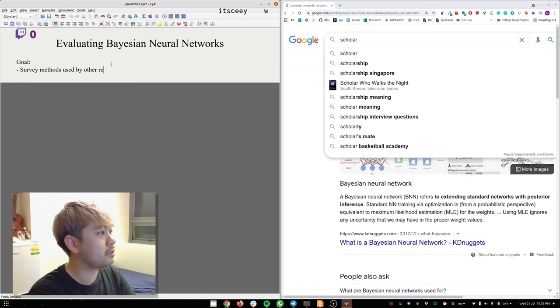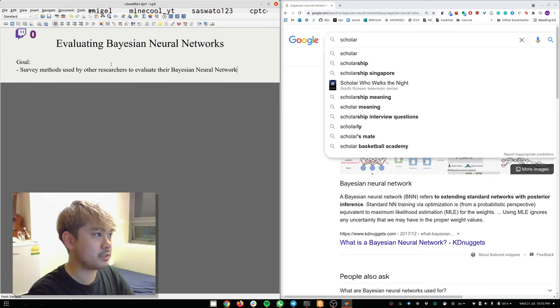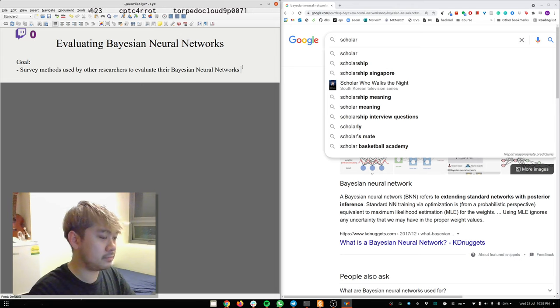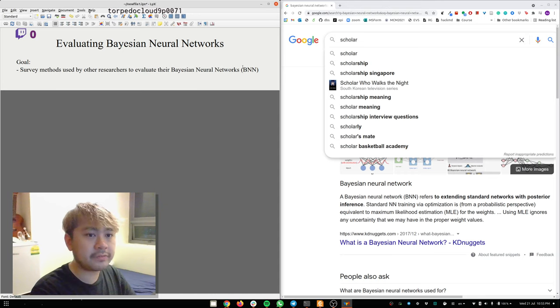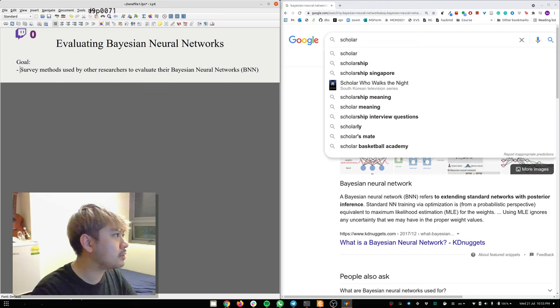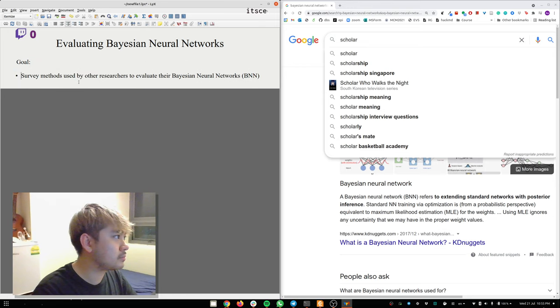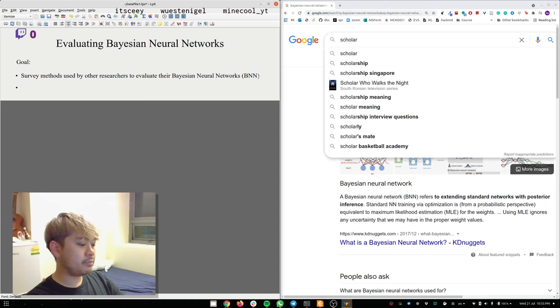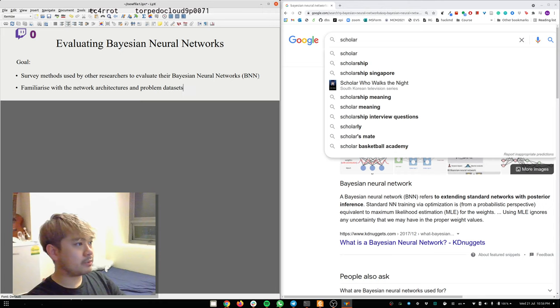survey methods used by other researchers to evaluate their Bayesian neural networks. I'm just going to call it BNN. Oh, well, I'd want to have it in the title. I don't know. Okay, so survey the different methods. Okay, cool. And what else? Maybe familiarize with the network architectures and data sets. And problem data sets.